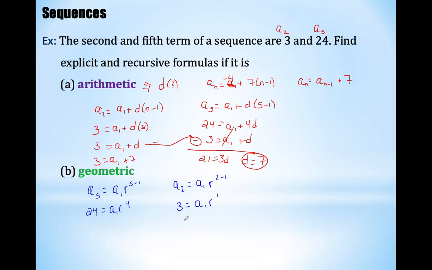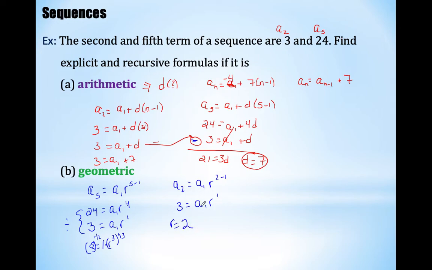What do you think I can do? Hey, if I do put this over here, I had two equations up here and I subtracted. Well, I have two equations here. What if I just divide them? 24 divided by 3 is 8. A1 divided by A1 is 1. R to the fourth divided by R to the first is R cubed. Therefore, R must be two.